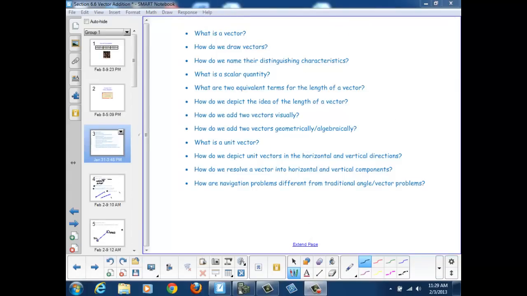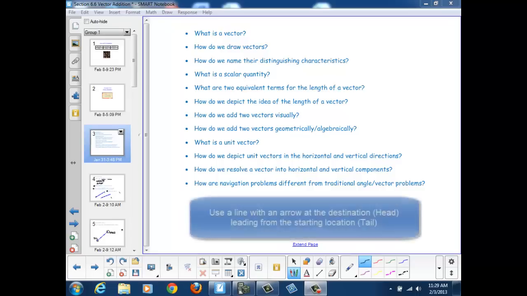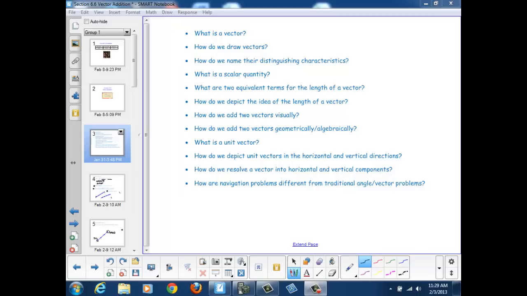Let's recap. What is a vector? Well, a vector is information that has two characteristics, a direction and a magnitude. How do we draw these vectors? Well, with arrows. And how do we name their distinguishing characteristics? Well, we draw from start to finish with an arrow at the finish line. So the finish line is called the head. The start is called the tail. So from tail to head.